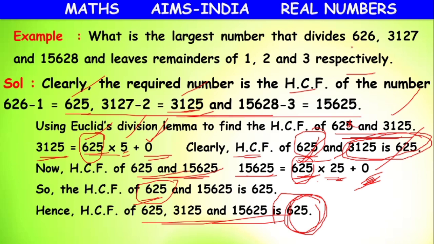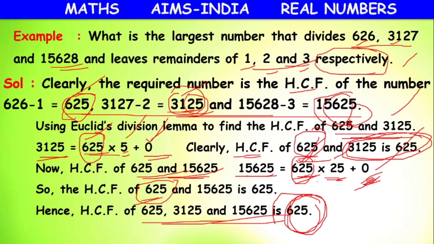The HCF of these three numbers divides the resulting numbers exactly, not the given numbers. So it will divide the given numbers by leaving the remainders 1, 2, 3 respectively. Like that we can solve questions by making use of the Euclid division algorithm.